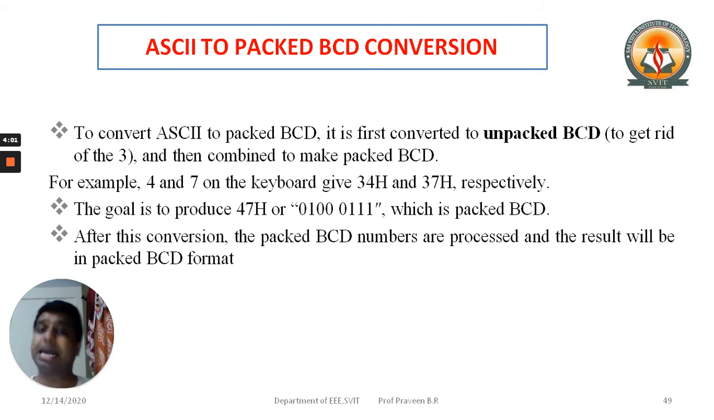Let us see how ASCII is converted to BCD. To convert ASCII to BCD, first it has to be converted to unpacked BCD. For example, if I press 4 and 7 on the keyboard, it gives 34 and 37. The number 47 is divided into the most significant digit and the least significant digit. The most significant digit 4 is added with 30, which gives you 34. 7 is the least significant digit, which gets added with 30, which gives you 37. So 34 and 37 are the numbers you are going to get.